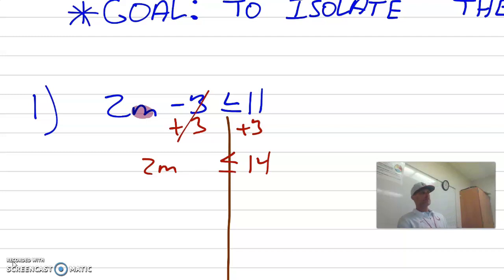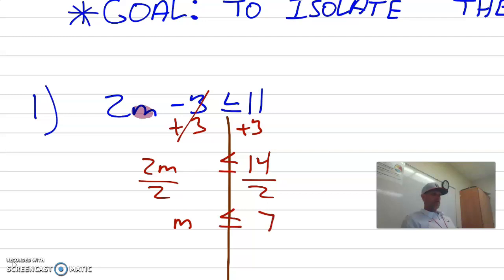The m is not by itself. We have not isolated the variable yet. So 2m means 2 times m, right? What's the opposite of multiplying by 2? It's dividing by 2. So all we're left with is 1m less than or equal to 14 divided by 2, which is 7.